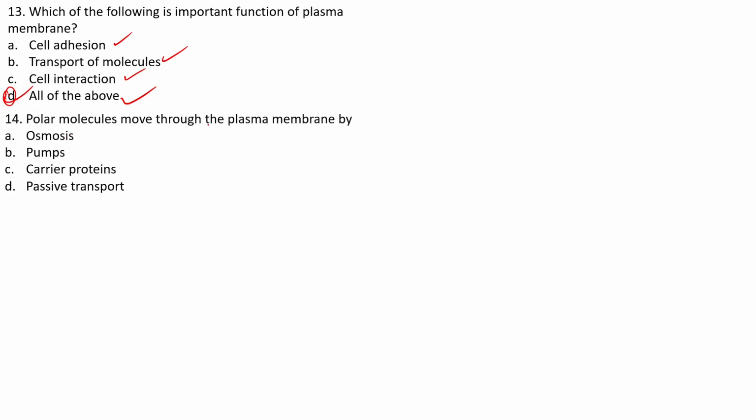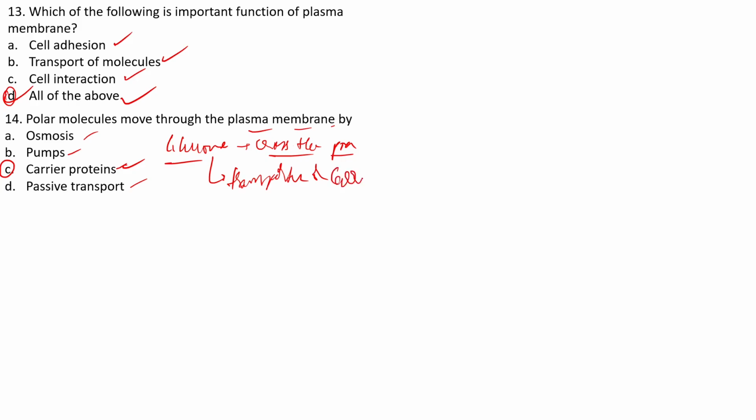Polar molecules move through the plasma membrane by osmosis, pumps, carrier proteins, and one more we have is passive transport. It is mainly the carrier proteins. Okay, any examples we know for this? That is glucose, right? Now glucose cannot cross the plasma membrane. So for crossing the plasma membrane you find mainly transporters, or we can even use the term carrier proteins, right? So carrier proteins or transporter molecules are mainly used for the transport of polar molecules.